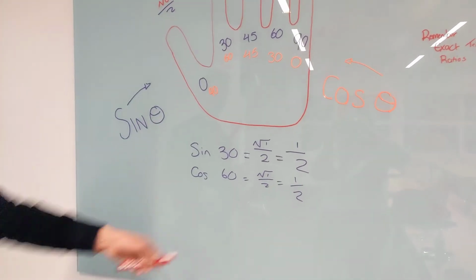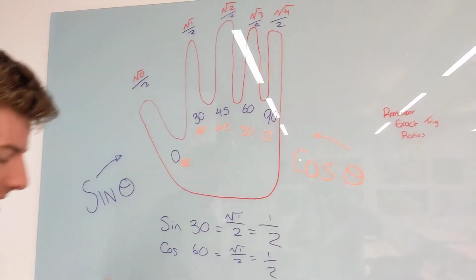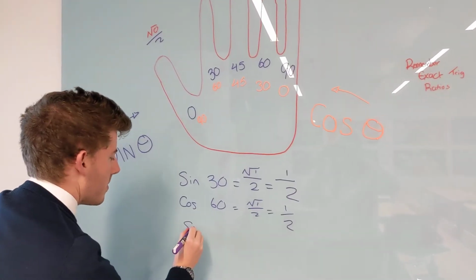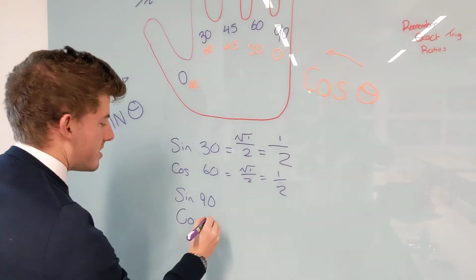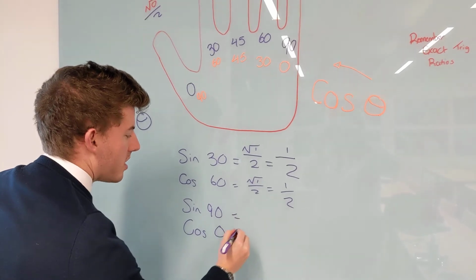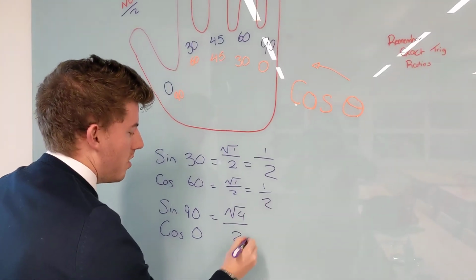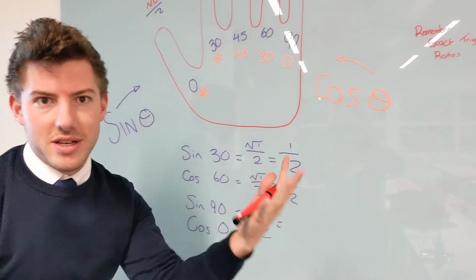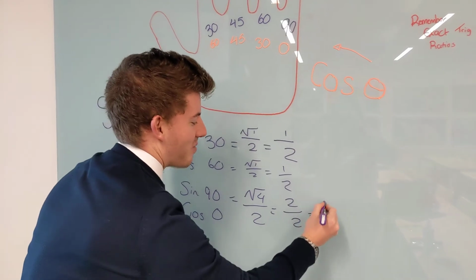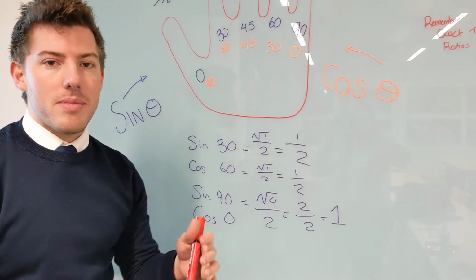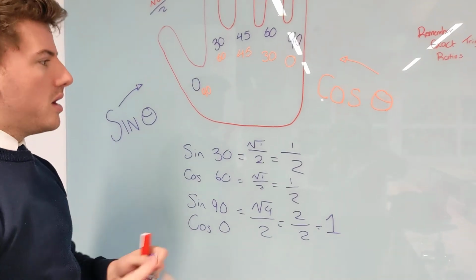You might be thinking, oh, square root of 4 over 2 looks odd. Well, I can say that sine of 90 or cos of 0, they both equal the square root of 4 over 2, and the square root of 4 is 2. 2 over 2, and that's 1. And that's how you remember cos and sine trig ratios.